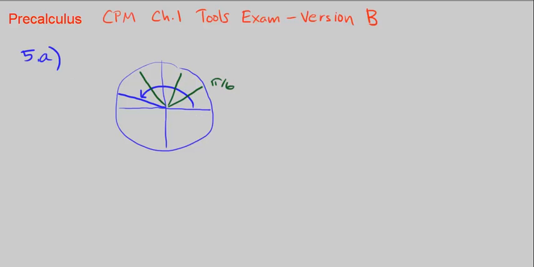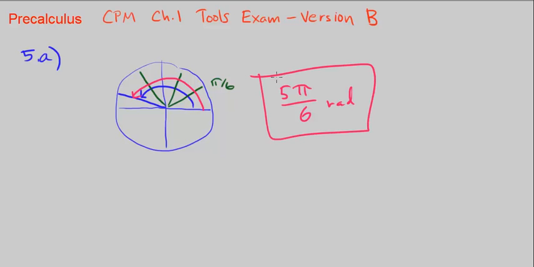So we start here at 0, positive pi over 6, positive 2 pi over 6, 3 pi over 6, 4 pi over 6, 5 pi over 6, done. Okay, this is radians already, and we're done. Okay? 5b.